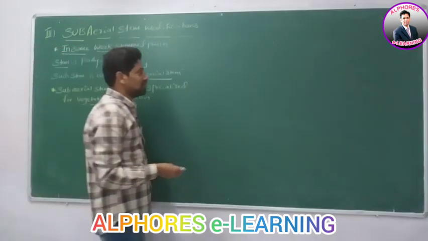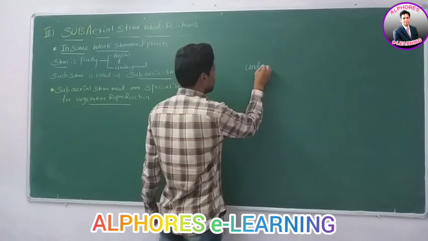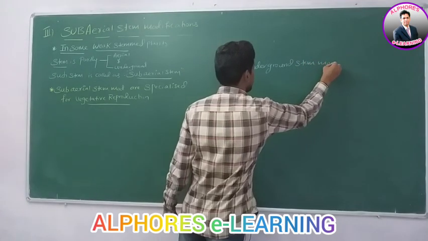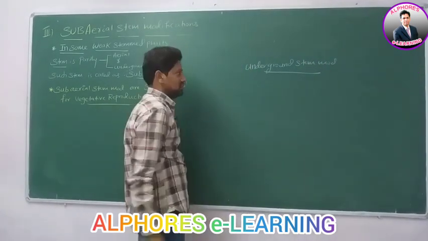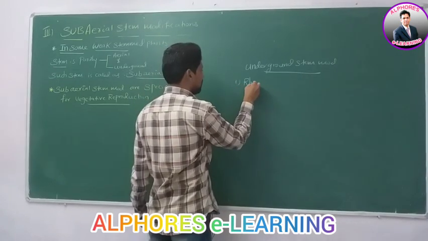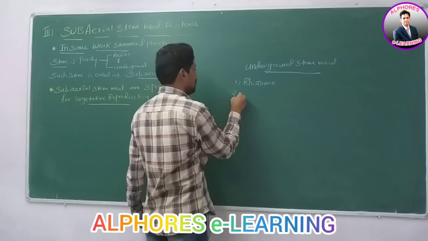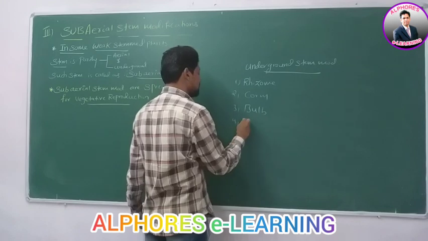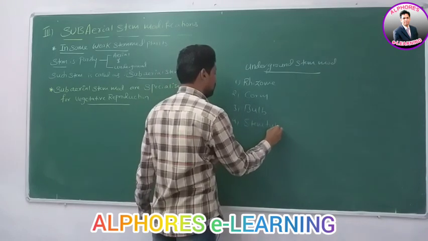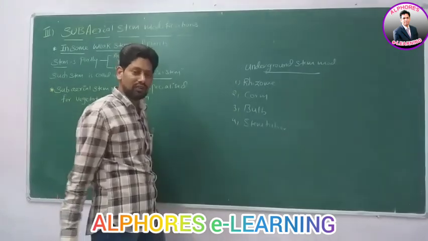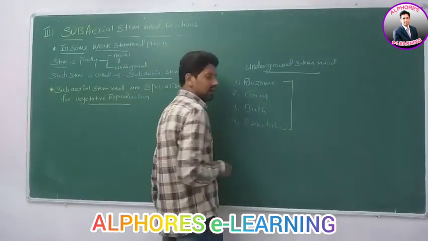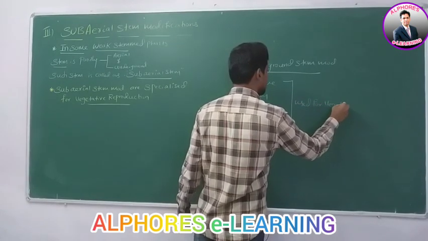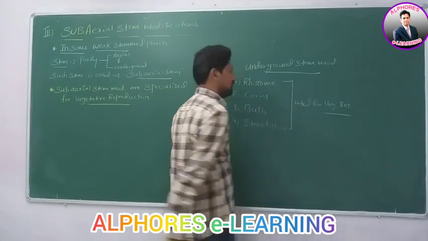Now listen here. Underground stem modifications are of how many types? I am speaking about underground stem modifications. They are of four types. First one is rhizome. Second one is corm. Third one is bulb. And fourth one is stem tuber. These four types of underground stem modifications are used for vegetative propagation, for vegetative reproduction.